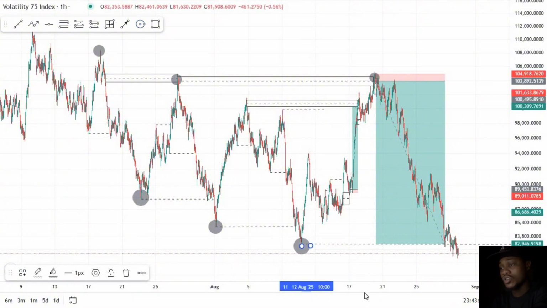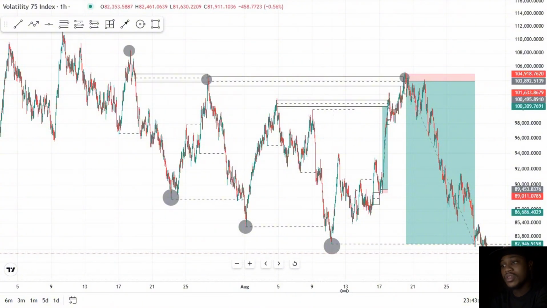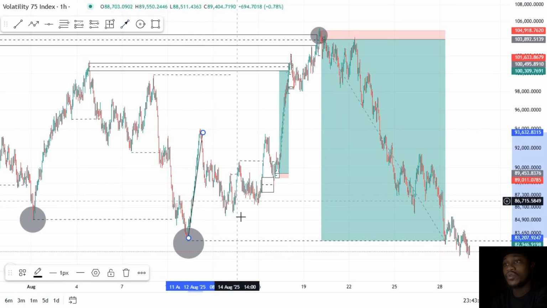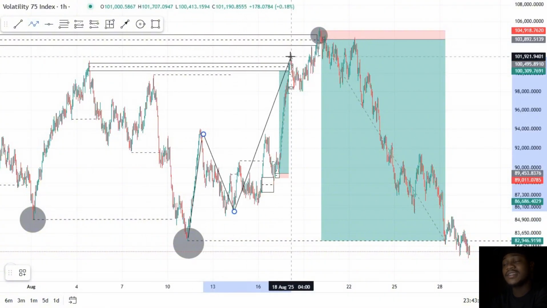For the internal market structure, you know, we have internal and external market structure. What is internal market structure and what is external market structure? External market structure is the bigger picture of a price action. For example, right here we have a bigger picture of a bearish market structure, and within that bearish market structure we have a bullish move sometimes. Like for example, right here we have a low, high, low, high. You see that as an internal market structure that is actually leading to a supply.